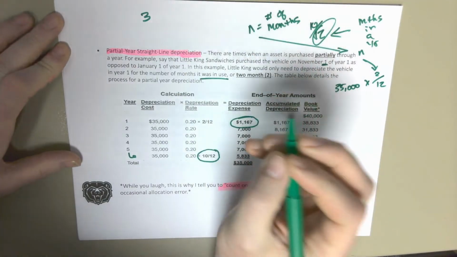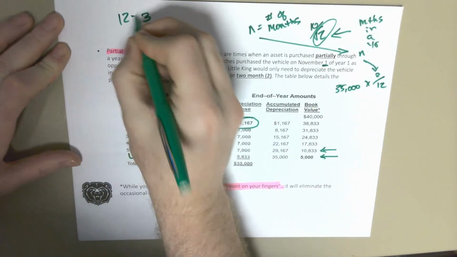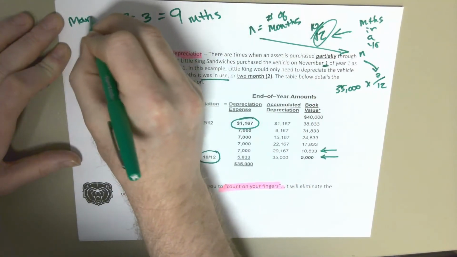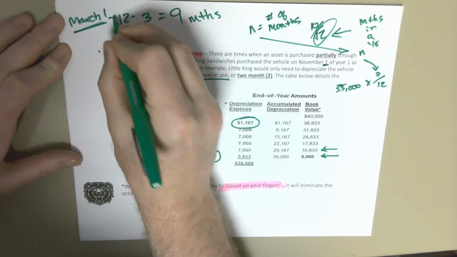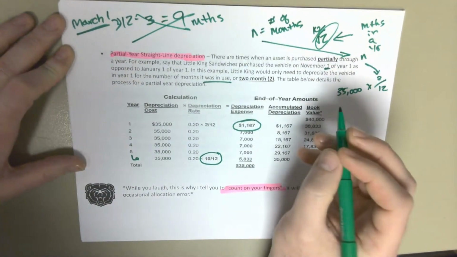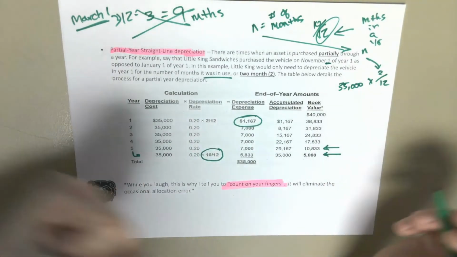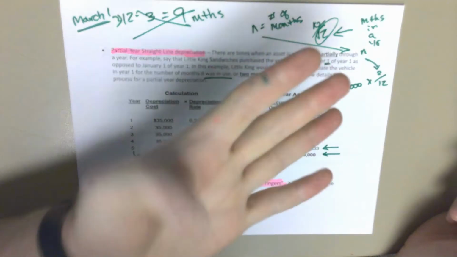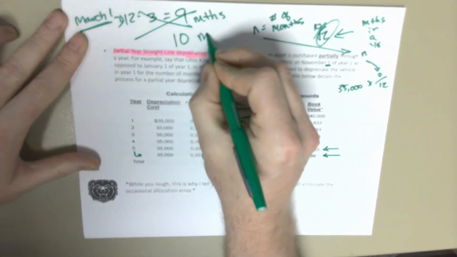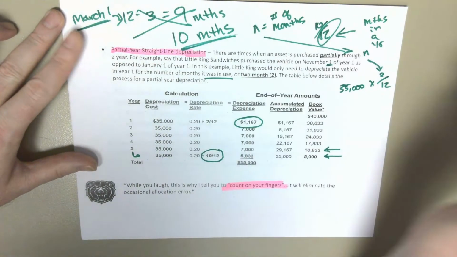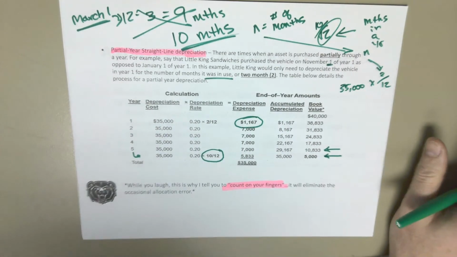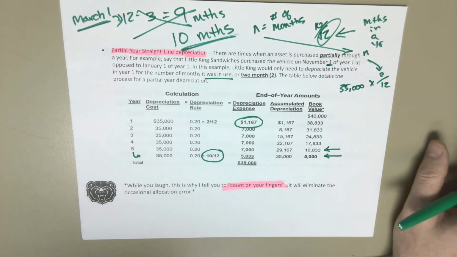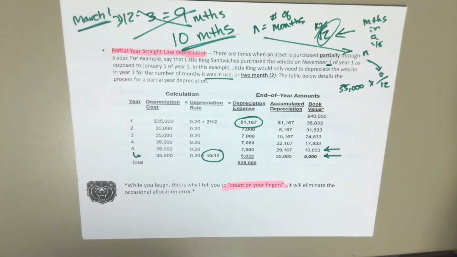But what a lot of people will do is they'll say, oh, we bought this in March. Okay, March is month 3. There's 12 months in a year. So that means we've had it for 9 months, right? If you bought it on March 1st, no, that's wrong, okay? What it actually means is you've had it for March, April, May, June, July, August, September, October, November, December. You've had it for 10 months, okay? So just be careful. I know the counting on your fingers thing seems a little silly, a little childish, but I still do it on occasion just to make sure that I'm getting the number of months right.